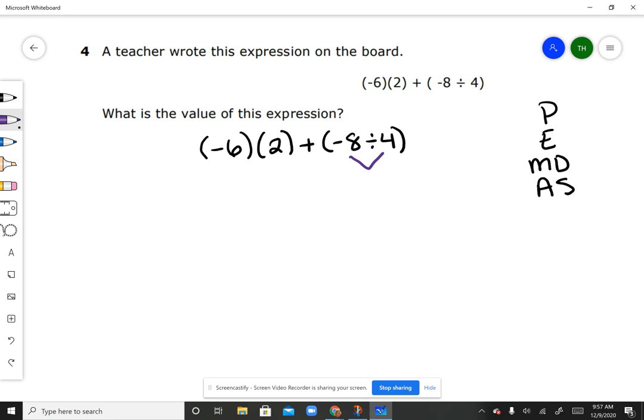-8 divided by 4. I know if I am dividing numbers with opposite signs, so a negative and a positive, my answer is always negative. 8 divided by 4 is 2, so it makes my answer -2.